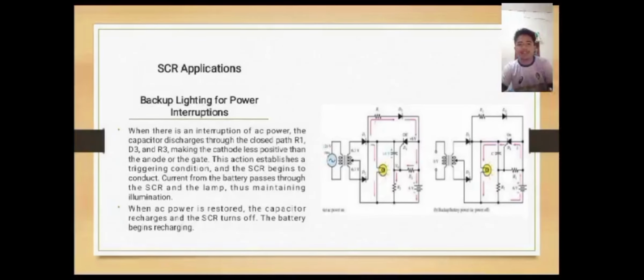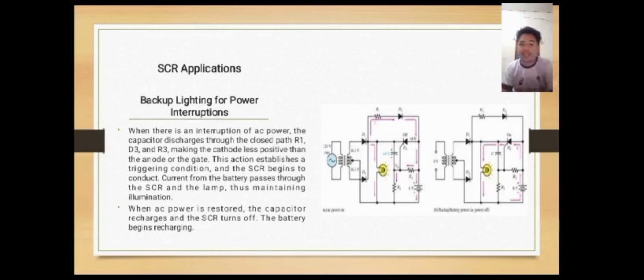So what will happen if there is an interruption of the AC power? How will the backup lighting work? When there is an interruption of AC power, the capacitor discharges through the closed path R1, D3, and RT, as you can see in the figure, making the cathode less positive than the anode or the gate. This action establishes a triggering condition, and the SCR begins to conduct current from the battery through the SCR and the lamp, thus maintaining illumination.